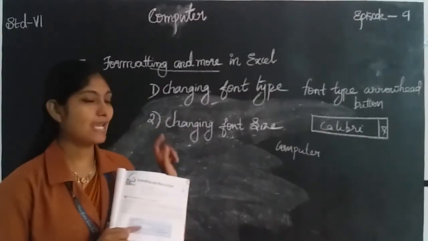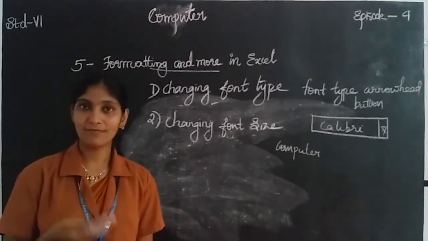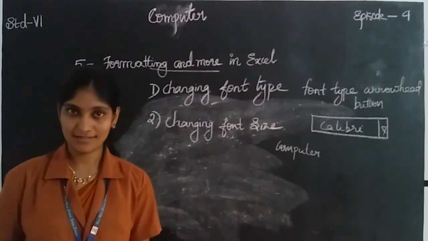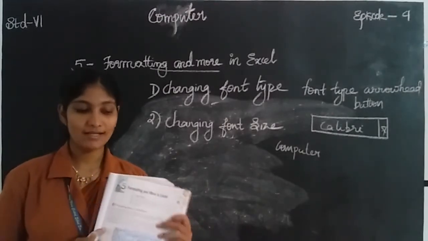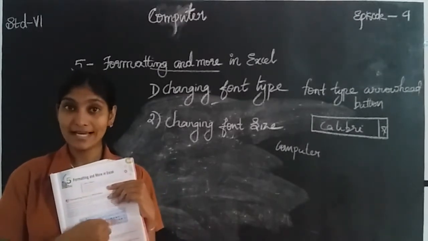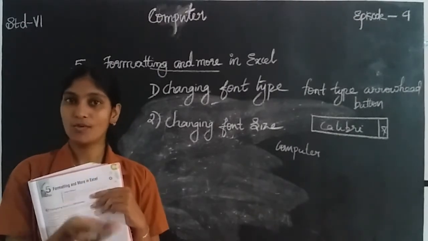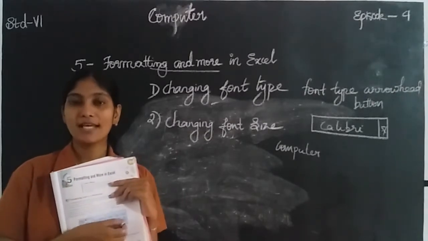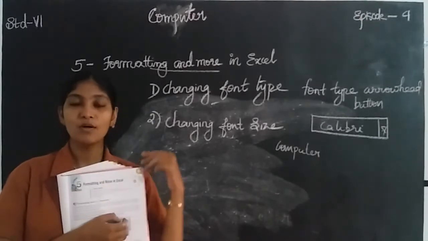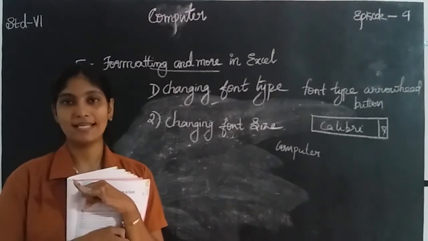So first one, changing font type means you can select the font type from the font type arrowhead button. Second one, changing font size. You can select the required number from the size arrowhead button, which contains numbers, for example 11, 12, 13, 14, etc. So first select the font type and then select the font size.